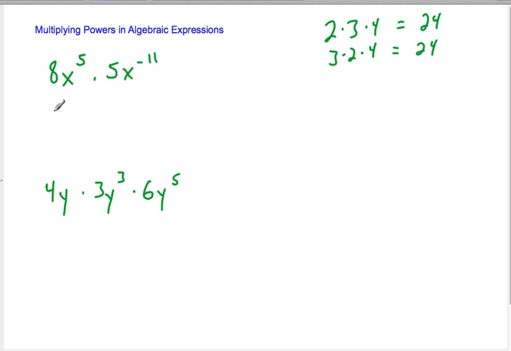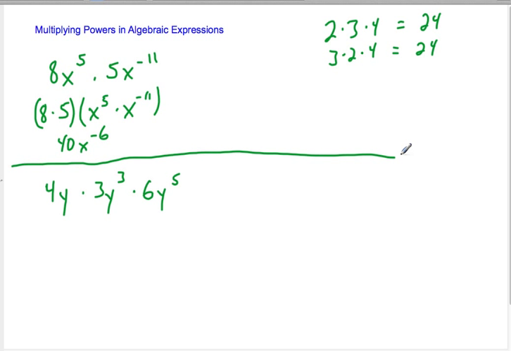Being that everything's being multiplied together, I'm going to put the coefficients out here in front. I'll deal with those separately, and then I can deal with the variables separately as well. So here we have 8 times 5, which is 40, and then we're going to add the powers together. So 5 plus -11 is -6. Okay, so I'm essentially splitting everything apart and then smushing it back together for the final answer, which is right here, 40 x to the -6th.